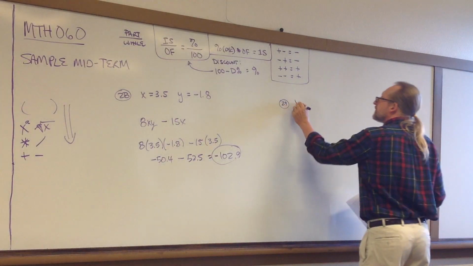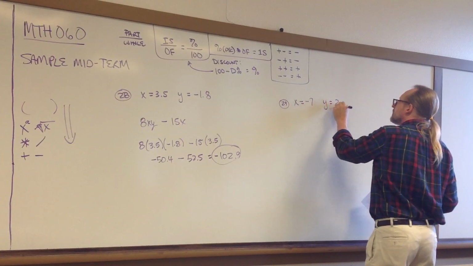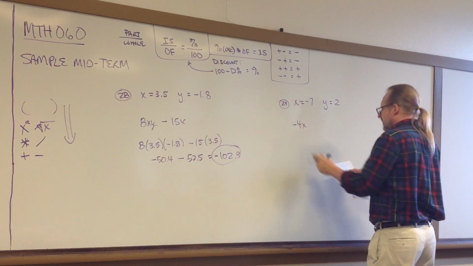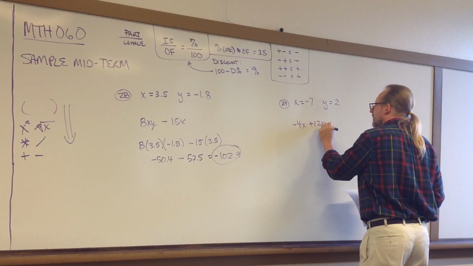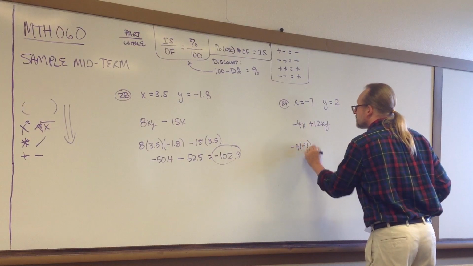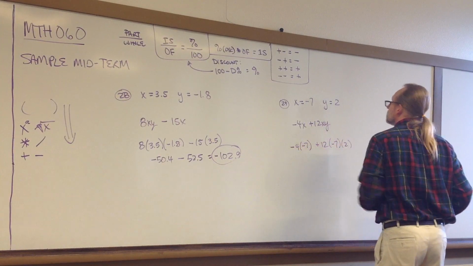X is negative 7. Y is equal to 2. And we're working with negative 4x plus 12xy. So, plug in our numbers. Negative 4 times negative 7 plus 12 times negative 7 times 2.